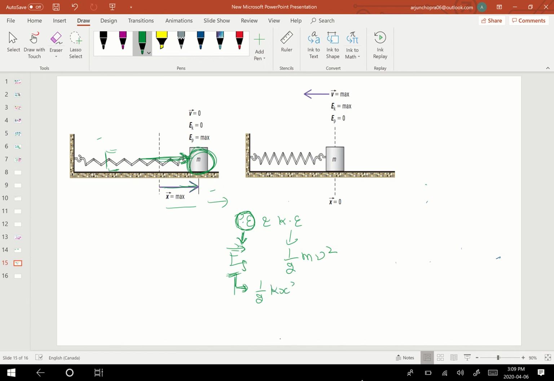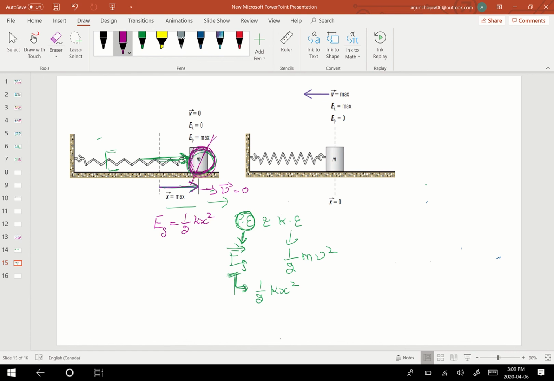Half kx square. Now, when the spring is pulled to its extreme point, up to this point, it cannot move beyond this point. So the velocity will be equal to 0. When the velocity is 0, the whole energy has been stored in the form of potential energy, which is also called spring energy, which is equal to half kx square.